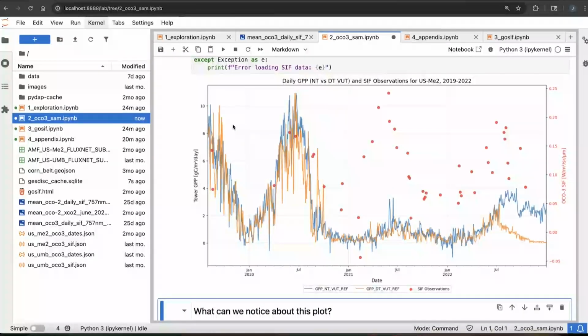We don't have a ton of pre-fire SIF and GPP data to work with, although we could look further back in the GPP record if we wanted to. We've cut it off to the beginning of the OCO-3 mission for this particular exercise. This is still enough for us to see about 1 year worth of data before the fire and give us a picture of the phenological cycle in the Metolius forest region.